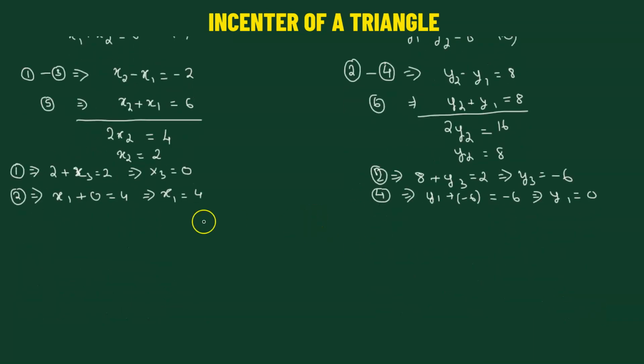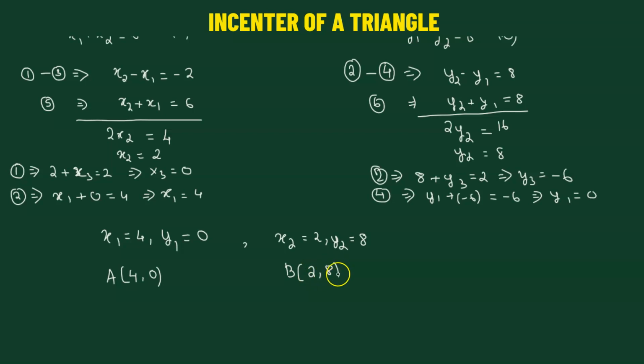So now we have the values of x1 and y1. x1 comes out to be 4 and y1 gives the value 0. So this is going to be the coordinate of vertex A, so that's 4, 0. Then we have x2, which came out to be 2, and y2 has the value 8. That means the coordinate of vertex B is going to be 2, 8. And then we have x3, which came out to be 0, and y3 has the value negative 6. So the coordinate of C is going to be 0, negative 6. Now we have obtained the coordinates of the vertices.